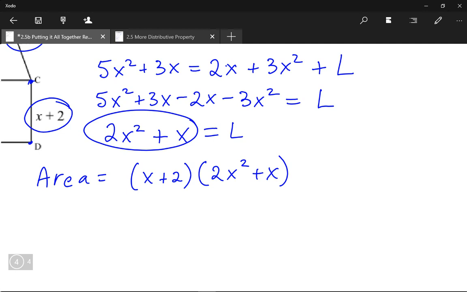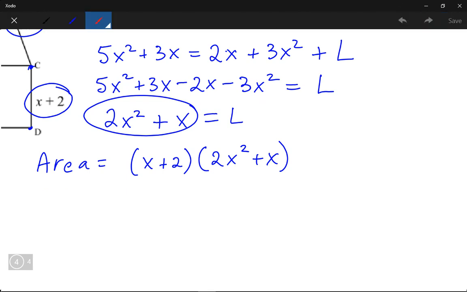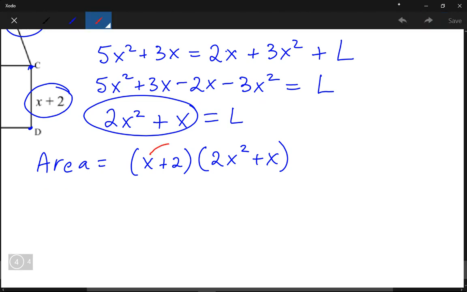Thank you. You take, I'm going to do this in a different color, the first term in the first bracket, and you multiply it with the first term in the second bracket. You take the first term in the first bracket, multiply it with the second term in the second bracket, and then you take the second term in the first bracket, multiply it with the first term here, and the second term in the bracket, and multiply it with the second term here.